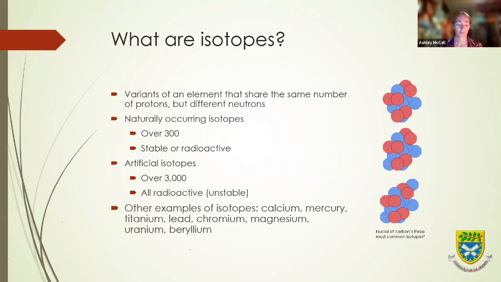Some examples: calcium, mercury, titanium, lead, chromium, magnesium, uranium, and beryllium all have isotopes. Some interesting isotopes are uranium-235, the fuel that's used for nuclear power plants; cobalt-60, which is used in radiotherapy; and iodine-131, which can diagnose and treat thyroid disorders. And strontium-82 decays into rubidium-82, which is used in heart imaging scans.